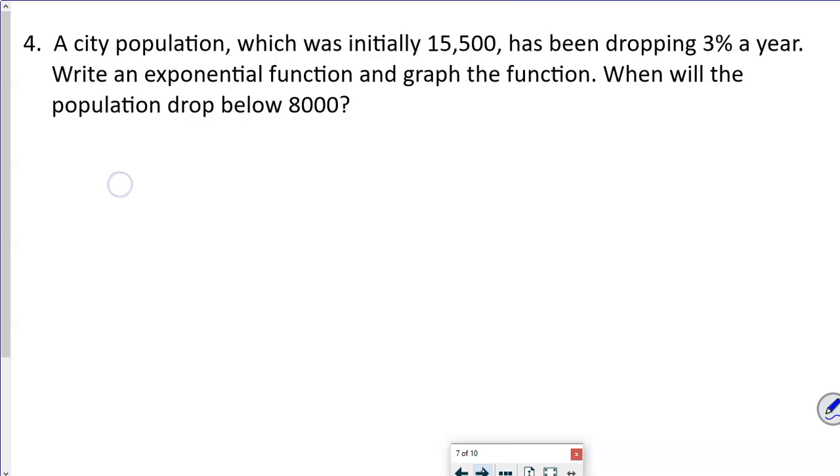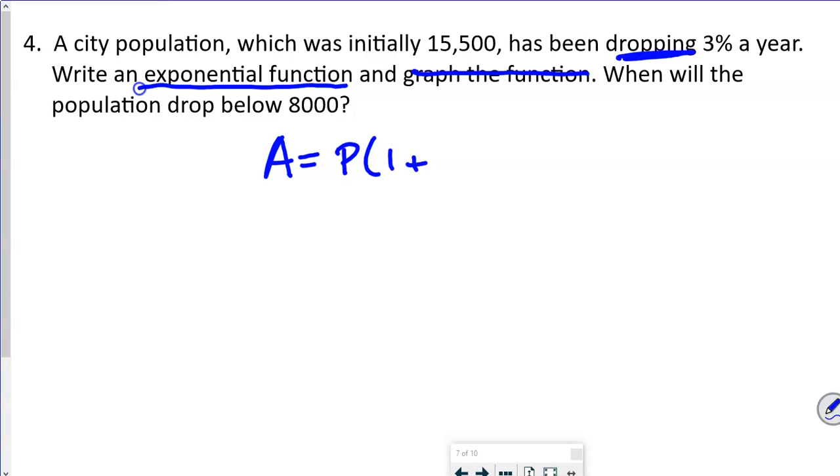Okay? So the next one says the city population, which was initially 15,500, has been dropping 3% a year. Write an exponential function, and we don't have to graph it. When will the population drop below 8,000? So we're going to do our A again, and our principal amount, 1 plus, whoa, wait a minute, it says it's dropping. Do you notice that? So it's not going to be plus, it's going to be a minus our rate of interest, and then times our time.